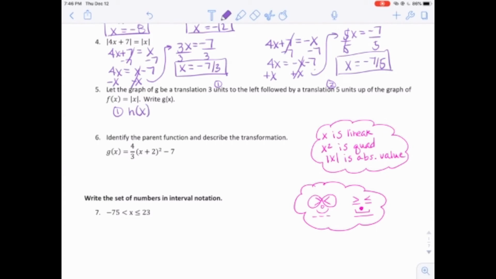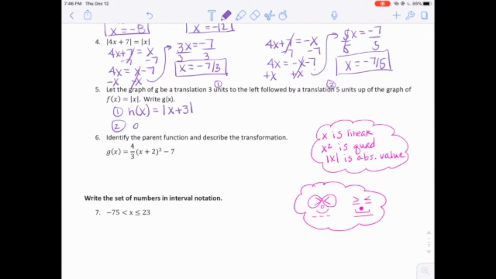Left is inside with x. So in this case, that means inside absolute value bars. And whenever we're inside, because we are doing a horizontal transformation, we have to think opposite. So instead of an x minus 3, it's an x plus 3 because of the negative sign in the transformation equation.